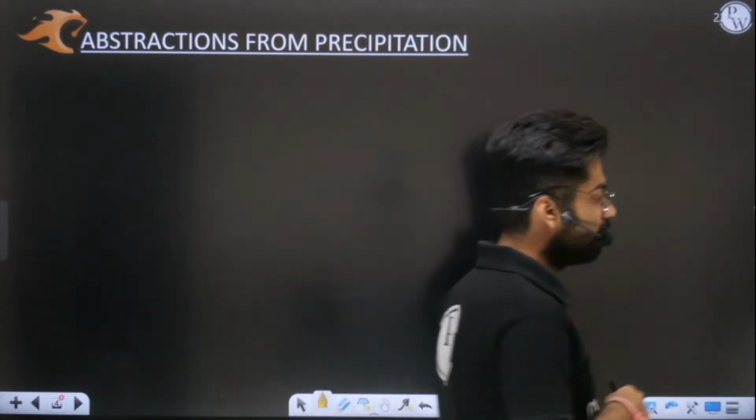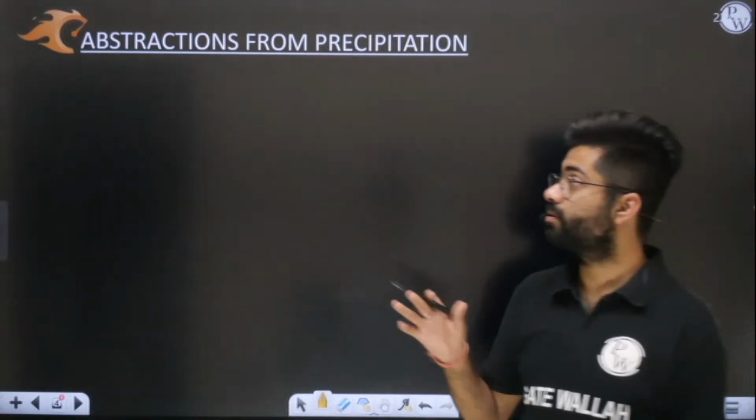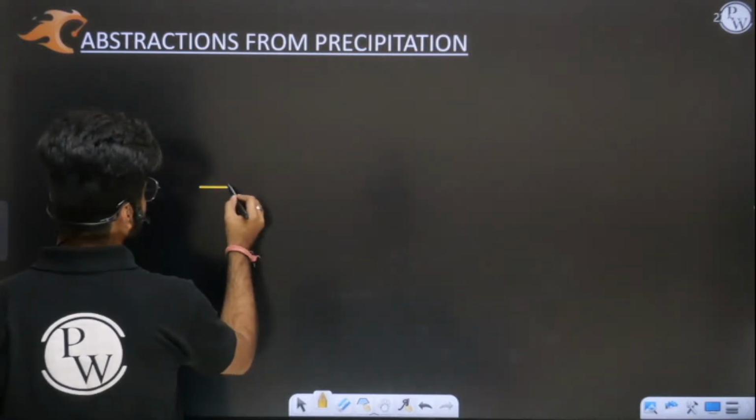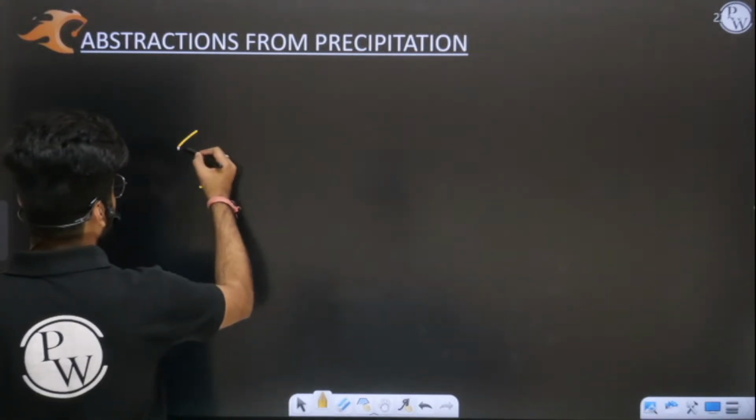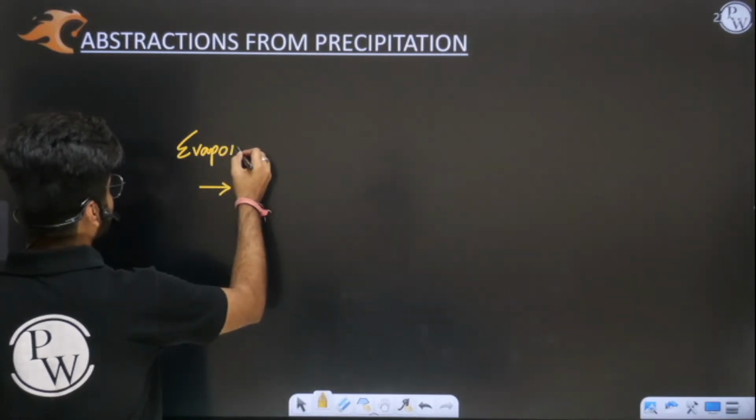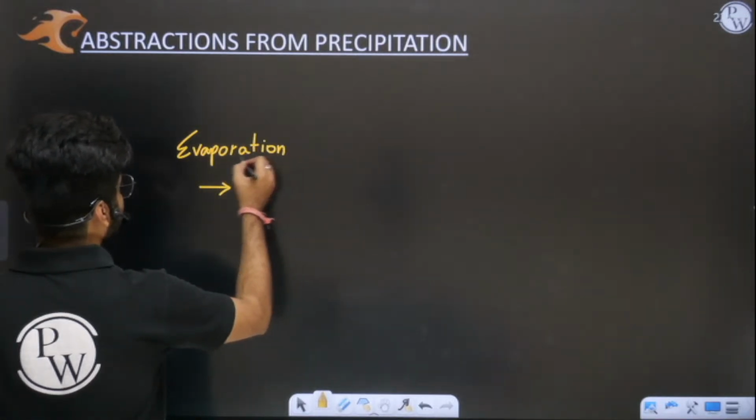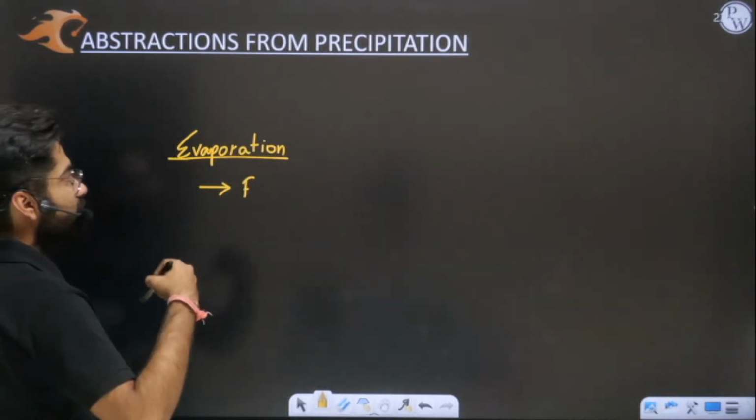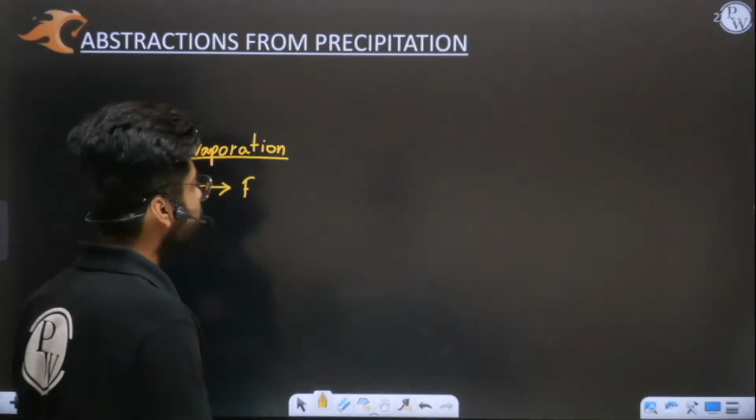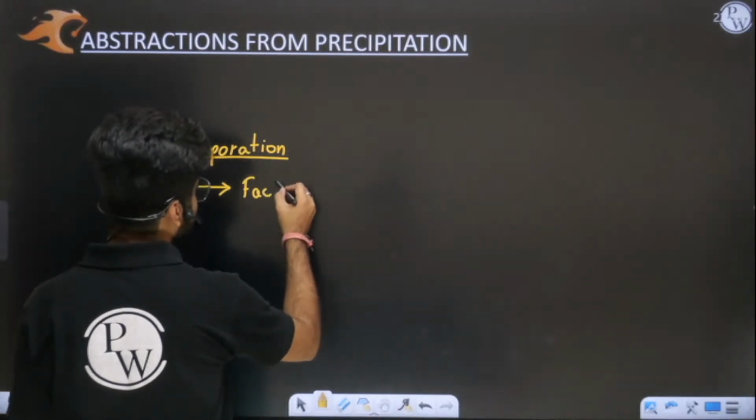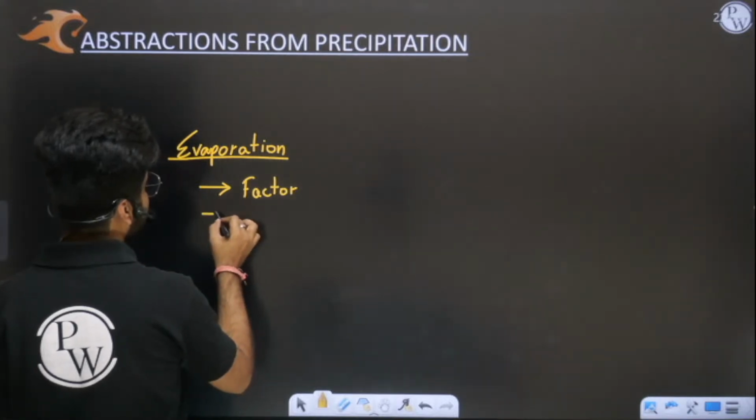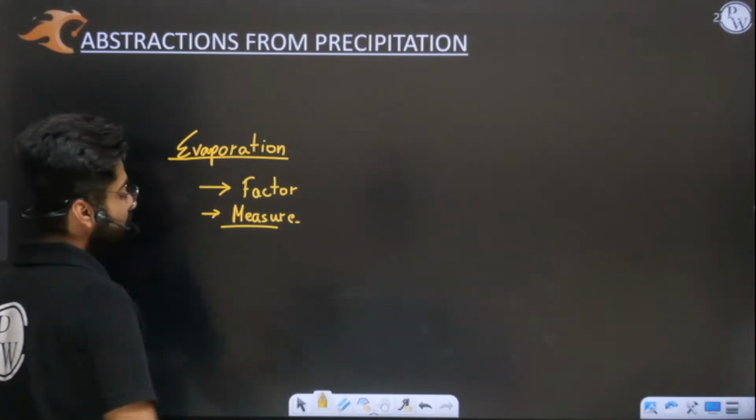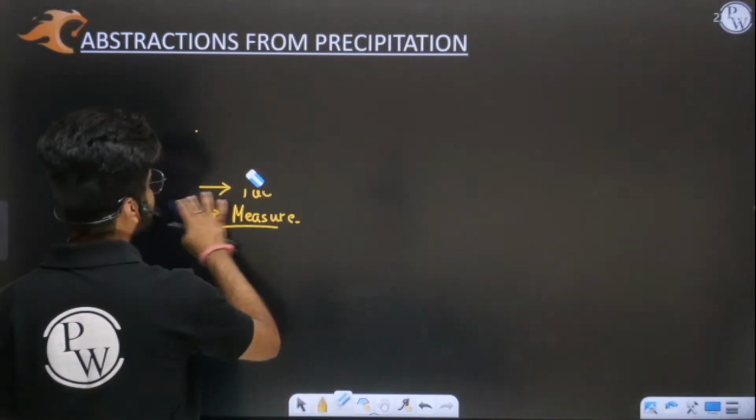If we talk of different losses of precipitation, in each and every loss, let us say evaporation, let us say evapotranspiration, we are going to discuss first the basic definition that you already know. Then we are going to discuss the factors which affect it. Then we'll discuss how to measure that loss. So basically in this chapter you need to understand this.